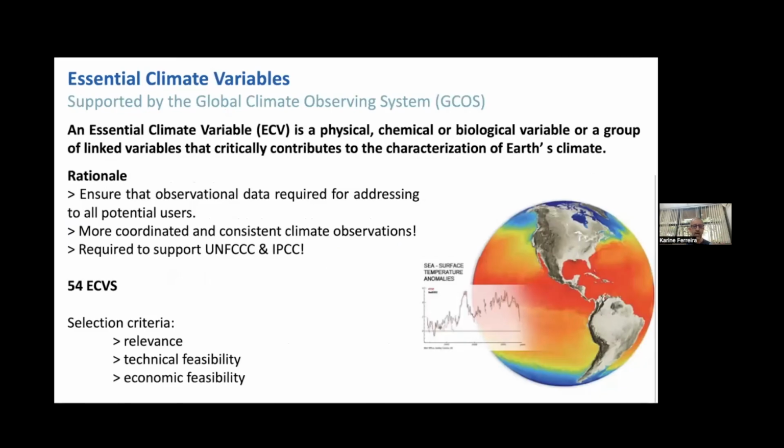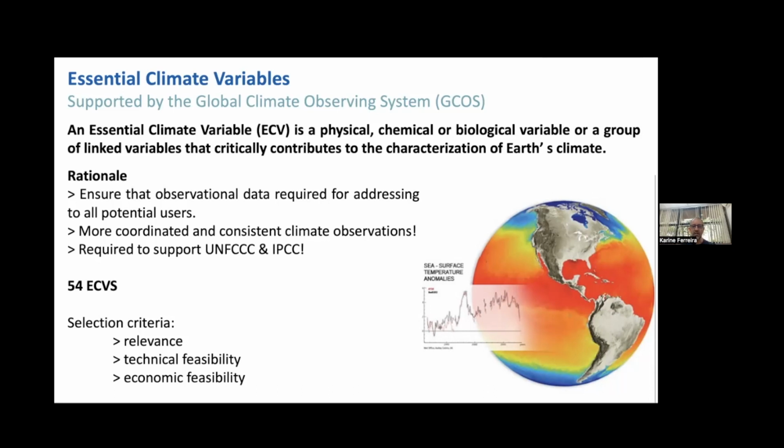So that's why the climate community was the first community to build their essential variables, the ECVs, the essential climate variables. It's supported by one entity, the Global Climate Observing System, GCOS, and they define the ECVs as a physical, chemical, or biological variable, or a set of linked variables, that critically contributes to the characterization of Earth's climate.